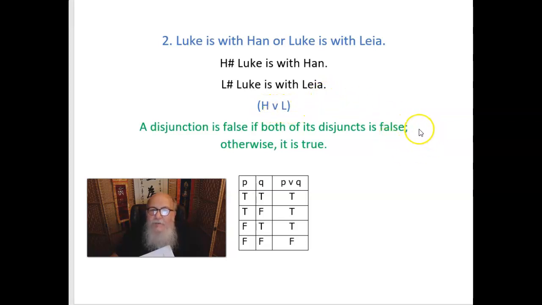And the logical meaning of this in our language is that a disjunction is false if both of its disjuncts are false, and otherwise it is true. And here we have our truth table, which gives us the logical meaning of it. True or true is true, true or false is true, false or true is true, and false or false is false. And this gives us the logical meaning or form of any disjunction.